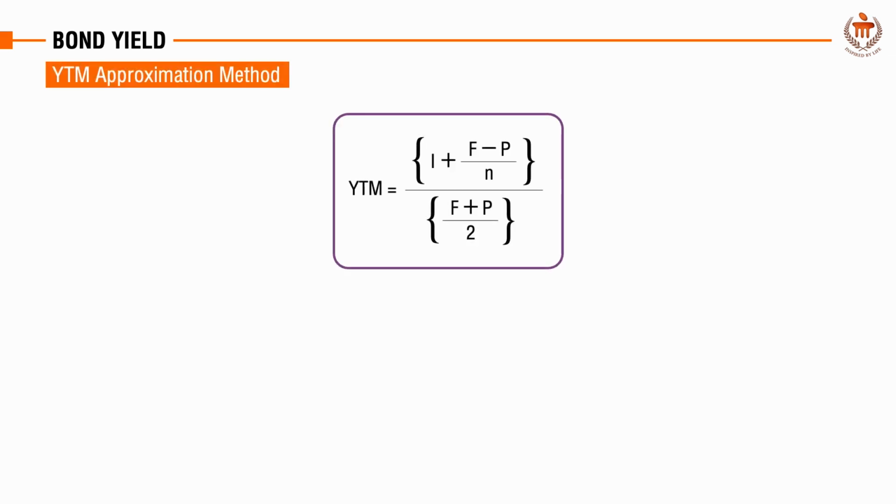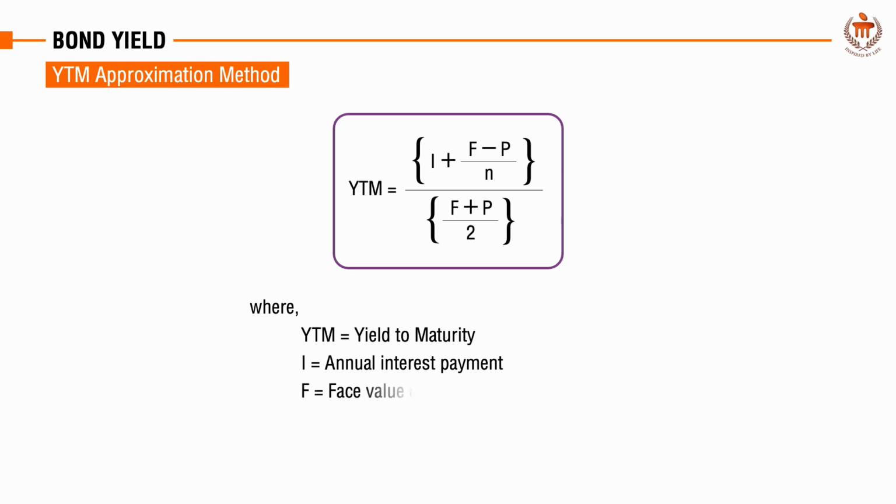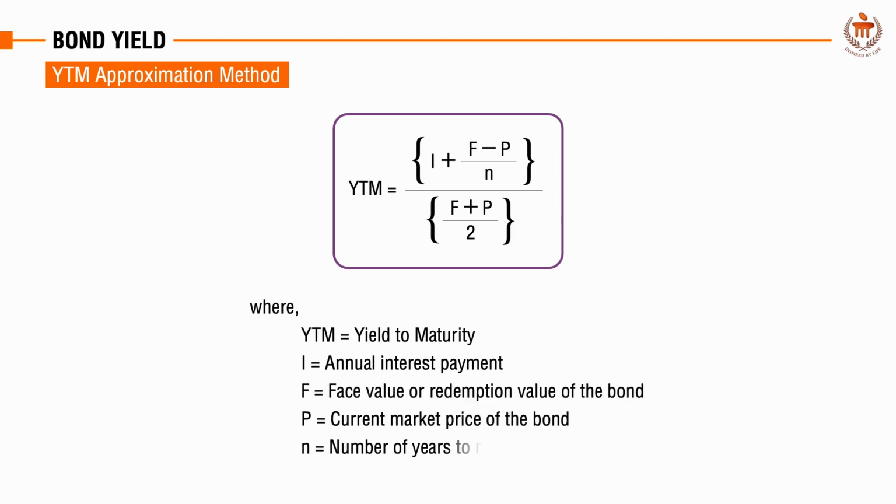The trial and error method to obtain the rate of return, which is KD, is a very tedious procedure and requires a lot of time. The following formula can be used as a ready reference formula. The yield to maturity, or YTM, is equal to the sum of annual interest represented by I plus the difference between the face value, which is F, and the purchase price, which is P, divided by the number of years to maturity, N. This entire expression is divided by the average of the face value F and the purchase price P, which is represented as the sum of F and P divided by 2.